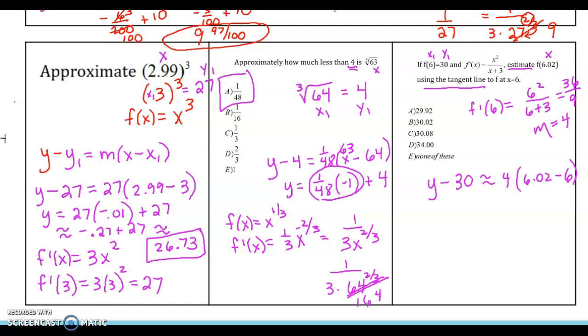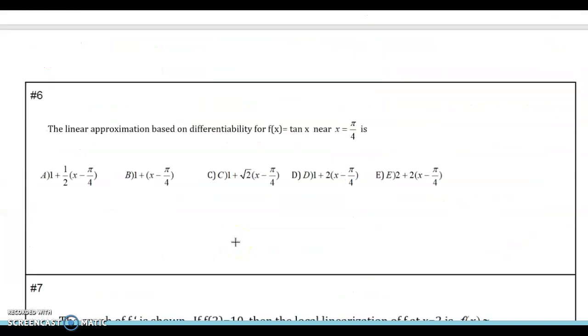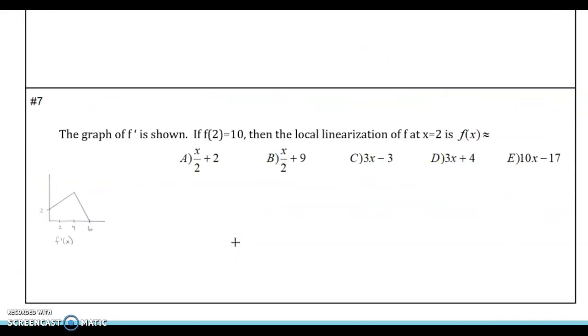Okay, so y is equal to 4 times 0.02 plus 30. So 0.08 plus 30, 30.08. Yay, I love it when it matches up. I haven't done this for years either. Okay, looks like we have 2 more.